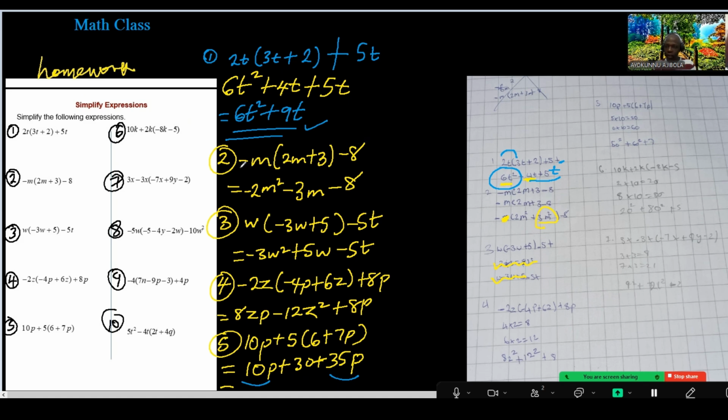Just say negative m times m times 2m gives us negative 2m squared, and negative m times 3 gives us negative 3m. Then there is a negative a, but because we can't do anything to them, that's our answer. They are not related, they are not like terms. So please explain number 3 to me. I've explained 1 and 2, so explain the third one.